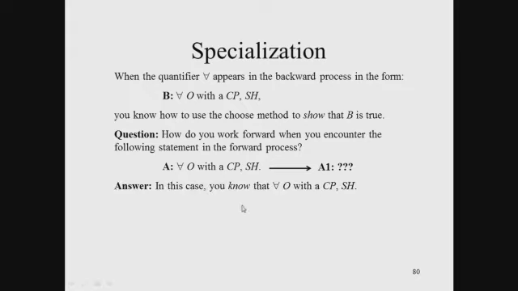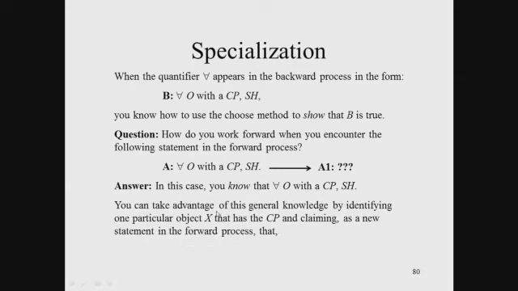Let me give you the idea of specialization. If you ever come across one particular object with a certain property, what do you know will happen for that object? The something will happen. The something happens, exactly. If you ever come across one particular object, let's call it X, with a certain property, you will be able to claim that the something happens. And claiming that the something happens for that particular object X is a new statement in the forward process, and that is specialization. Let me show you how this works first in a non-mathematical setting, and then in a mathematical setting.